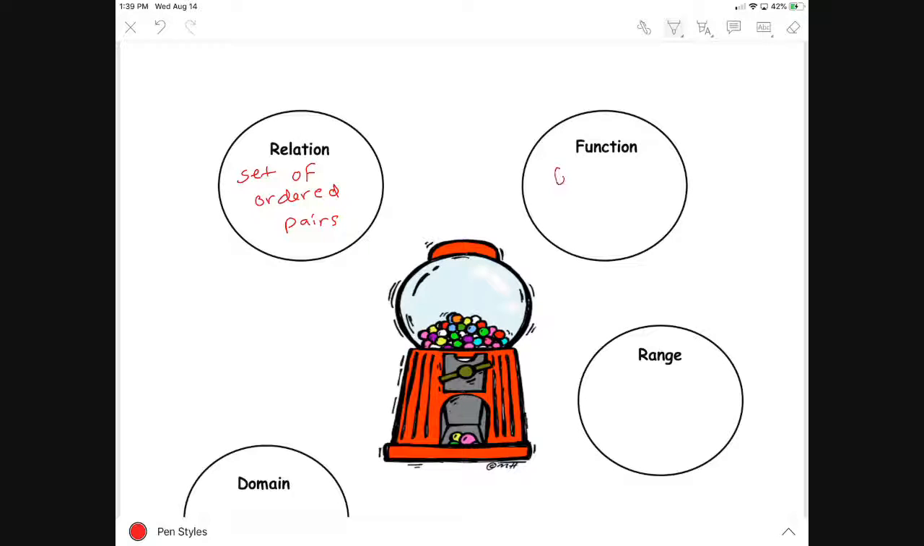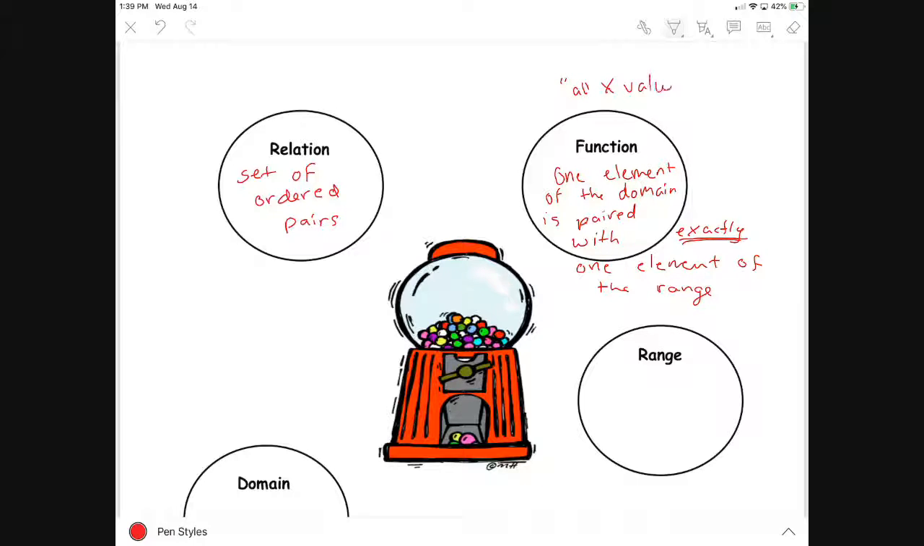Next, we're going to talk about the function. So, the function is one element of the domain is paired exactly with one element of the range. Notice the emphasis on exactly. That means that they can't have different ones. It's paired with exactly only one element of the domain. So all x values are different because they can only be paired with one element of the range.